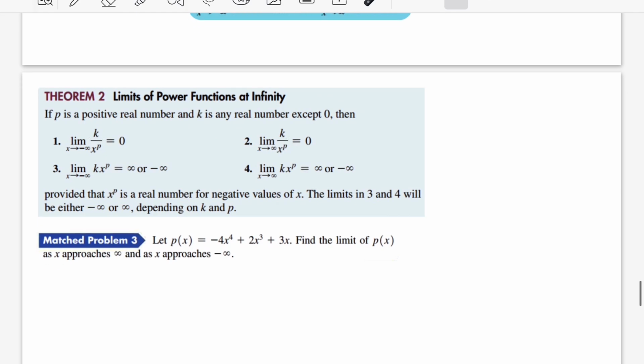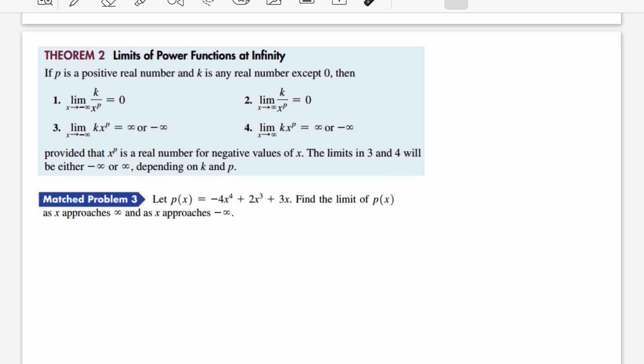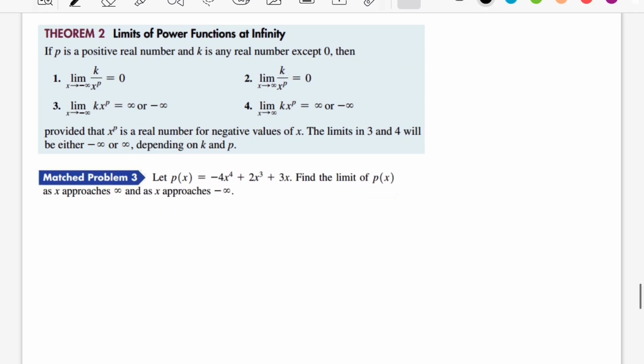Okay, so let's look at a few examples. We're going to let our function p of x equal to this here, and we want to find the limit of our function as x approaches infinity and negative infinity. And so what we're going to do is rewrite our p of x in terms of these properties here. So I want to have everything of this form or of this form, just so we can see if something's approaching 0 or infinity rather quickly. And we'll walk through this and it'll make a little more sense.